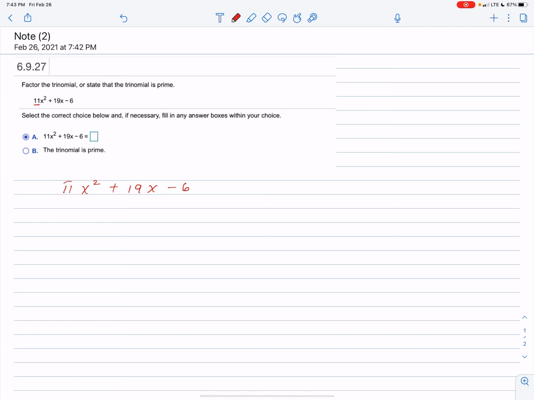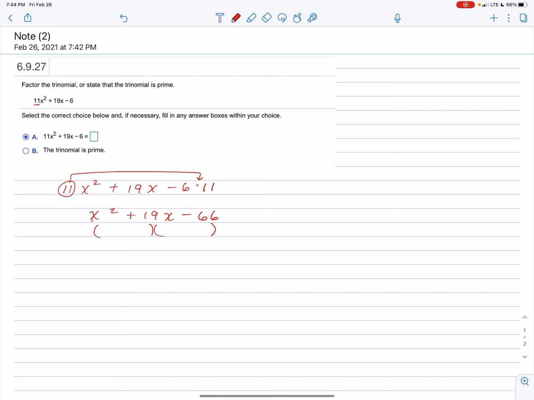So what we're going to do is temporarily slide it to the back of the problem, and we're going to multiply it by what's there. So I'll factor instead x squared plus 19x minus 66. So I want to rewrite that trinomial as a binomial times a binomial.